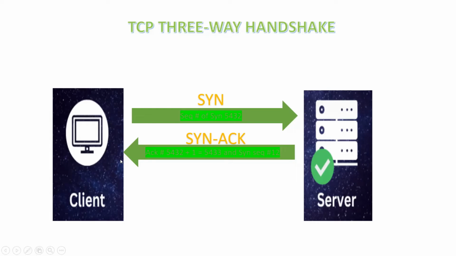Now the client has to respond to the server saying, yes, I'm ready to talk to you. So it responds back to the server's SYN, adding 1, 12 plus 1, 13, saying, okay, I'm ready to talk to you, and let's start transferring data. So this is the TCP three-way handshake. I will show you in Wireshark the sequence numbers and how it works practically.